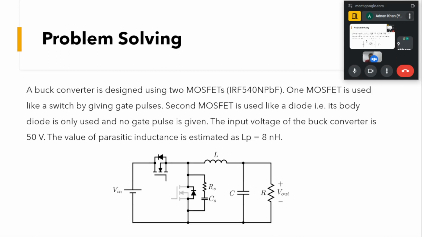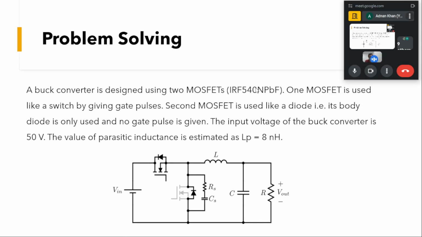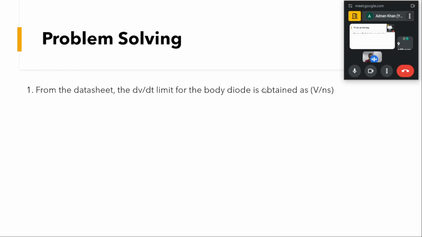So here you have to remember, LP is given as 8 nanohenry and the input voltage is 50 volts. The first question is, from the data sheet, the dV by dt limit for the body diode is obtained. So we have to go to the data sheet of this MOSFET and see the dV by dt limit.